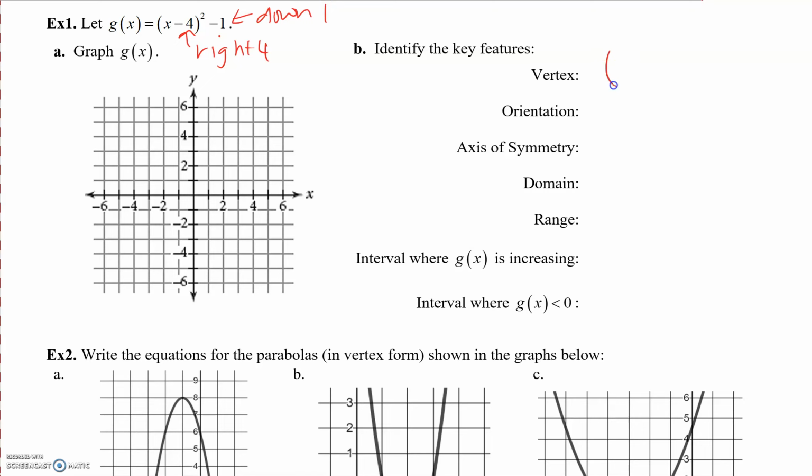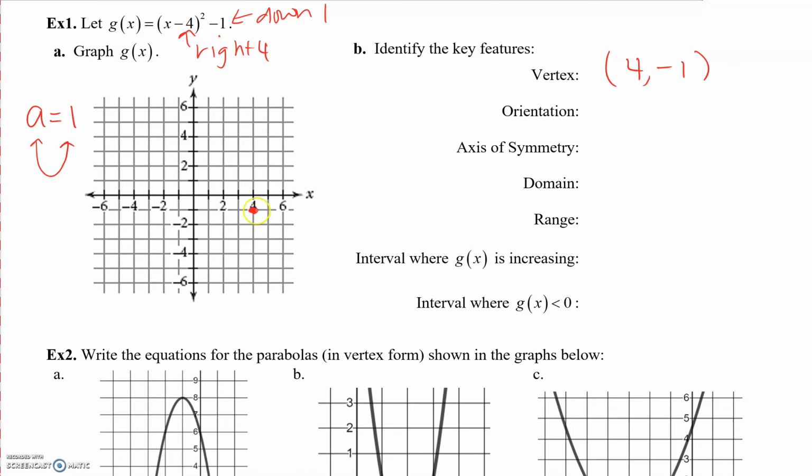So I know that my vertex is the coordinate point (4, -1). So let's go ahead and graph that on our parabola. I'll go right 4, I'll go down 1. There's my new vertex. Because there's no a value, a is 1, meaning there is no dilation. So my graph should look exactly the same as the parent function. And because it's positive, I know that this parabola should open up.